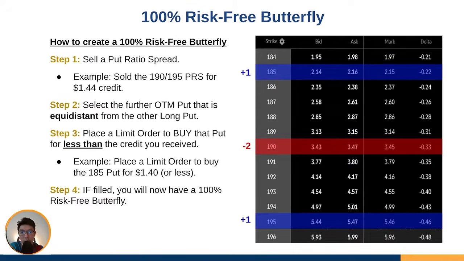You sold the put ratio spread, you've already selected the equidistant long put, and then you place a limit order that is less than the credit that you sold it for, ensuring that it's going to be risk-free. Now, all that's left is to pretty much just wait until you get filled, right? So if you get filled, then congratulations, this is where you now have a 100% risk-free butterfly, right?